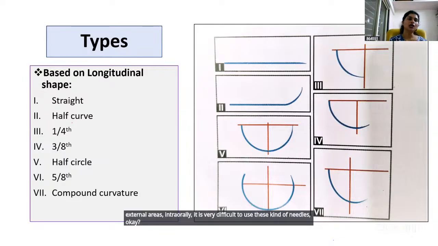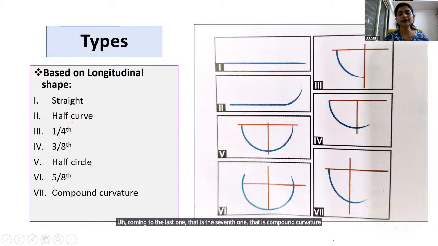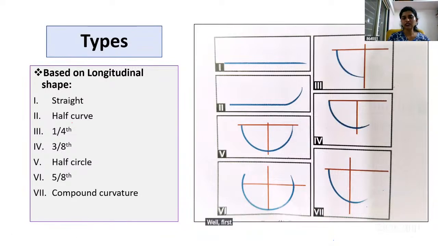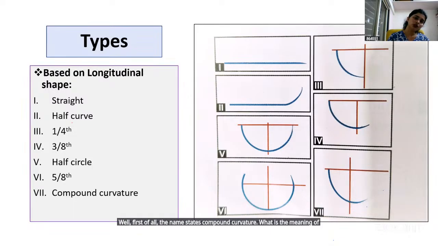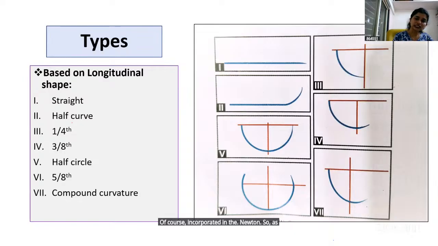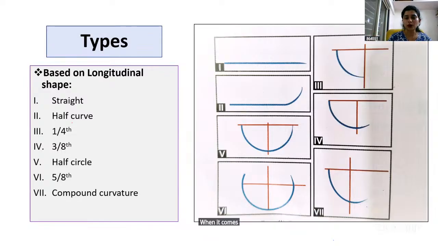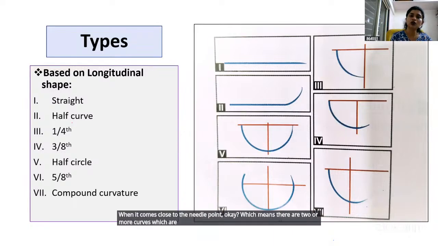Coming to the last one, that is the seventh one, compound curvature. As you can see in the picture, first of all, the name states compound curvature. What is the meaning of compound? Two or more, correct? So when you say it is compound, and curvature, that means there are two or more curves incorporated in the needle. As you can see here, the needle starts off in a very gentle curve, and then suddenly there is a sharp curvature when it comes close to the needle point, which means there are two or more curves incorporated in the needle configuration.